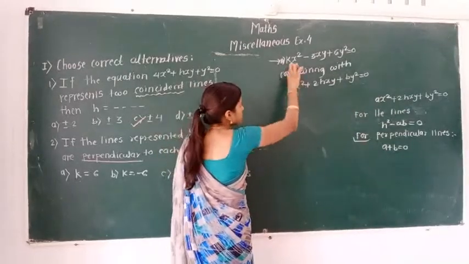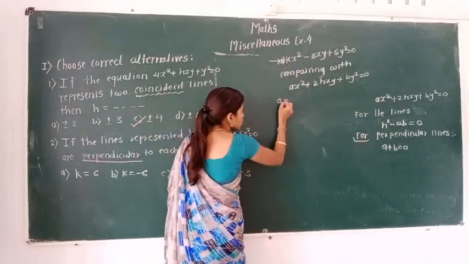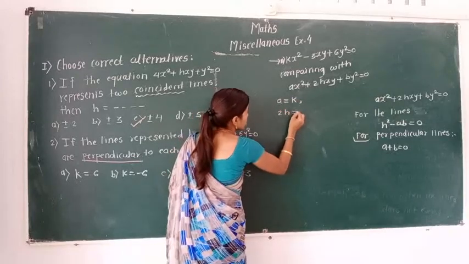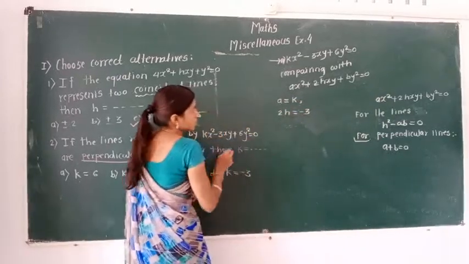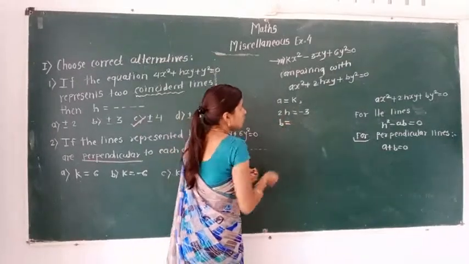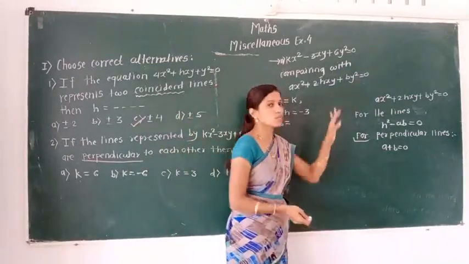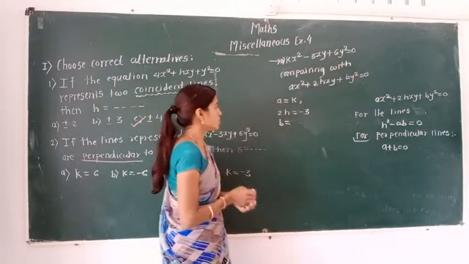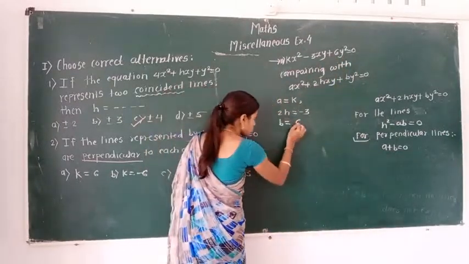Now comparing these two equations, we get the value of a is k, the value of 2h we take as minus 3, and the value of b is the coefficient of y square, and in this equation the coefficient of y square is 6. So take b is equal to 6.